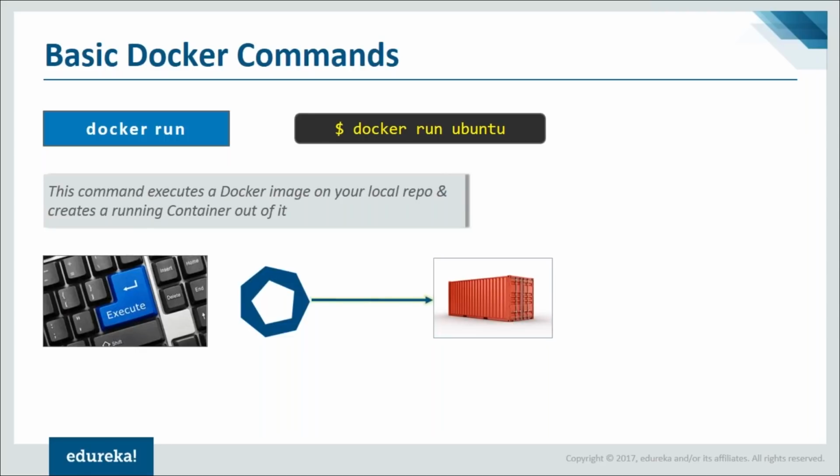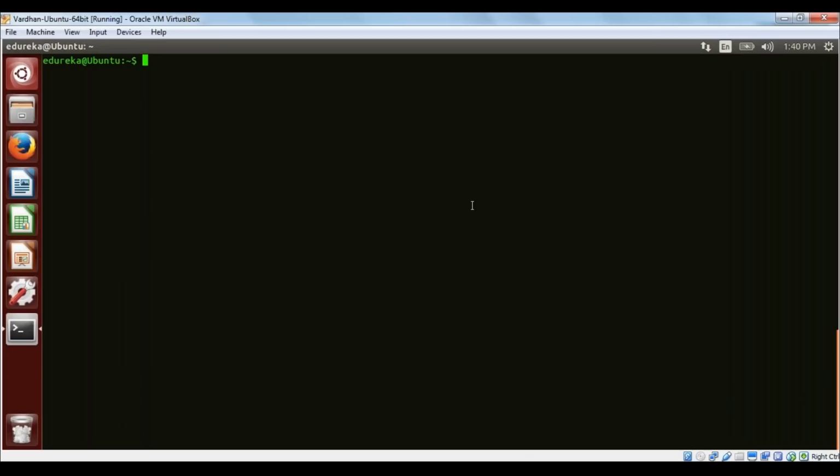Now let me go back to my terminal and execute these three commands and show you how they work. So I'm back to my terminal here. Let me write down the command docker pull Ubuntu. By running this command, I am pulling the latest Ubuntu image from Docker hub. When you hit enter, even though I did not specify any tag, it's pulling the latest image that is available on the Docker hub.